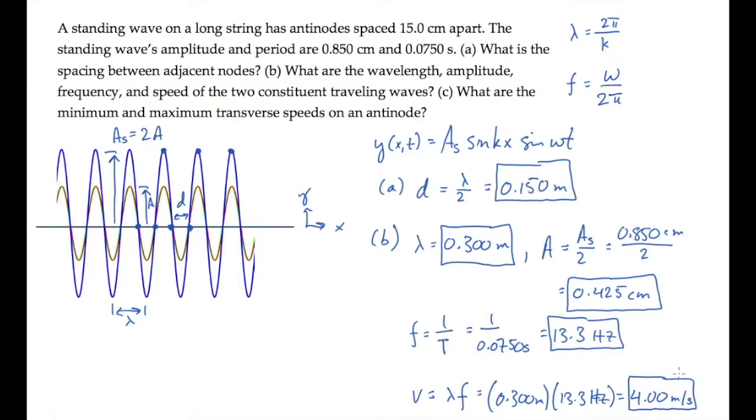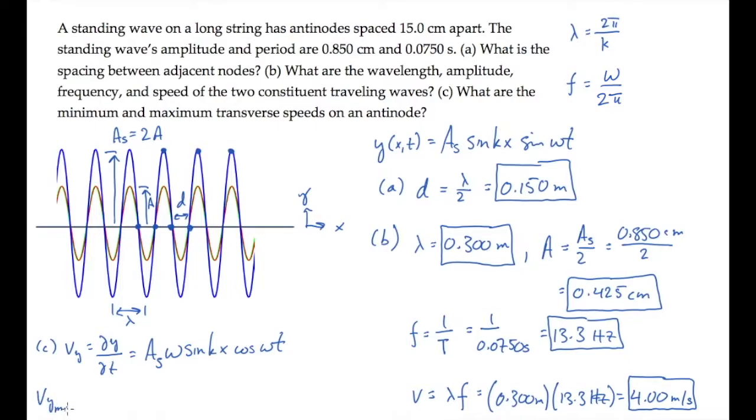Part C asks for the minimum and maximum transverse speeds on an antinode. The transverse speed is v sub y, the magnitude of the y component of velocity. That's dy/dt, which equals the amplitude of the standing wave times omega, sine kx cosine omega t. On an antinode, the sine kx term always has magnitude 1.